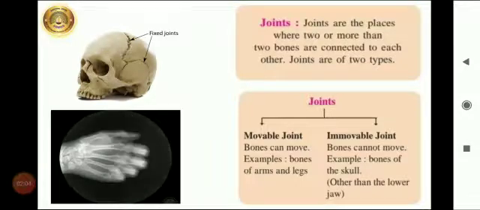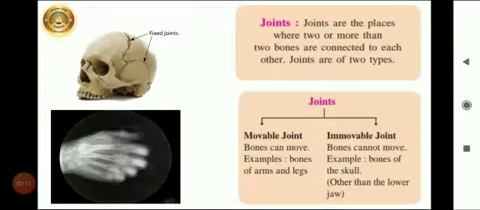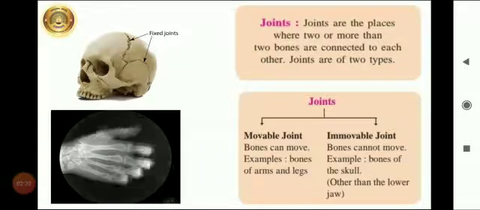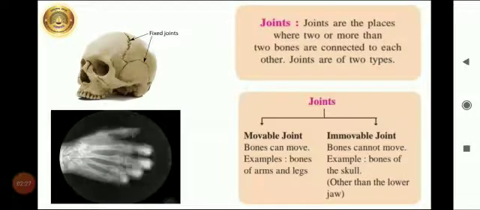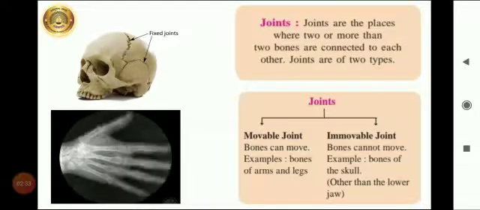Joints are of two types. First is the movable joint. In this, bones can move. Examples: bones of arms and legs. You can see the picture. Second is the immovable joint, where bones cannot move. Example: bones of the skull other than the lower jaw.